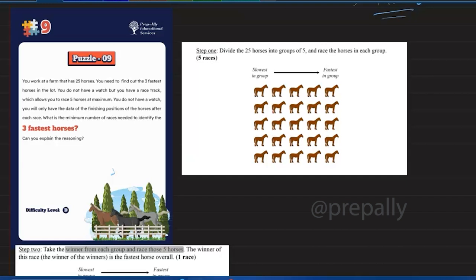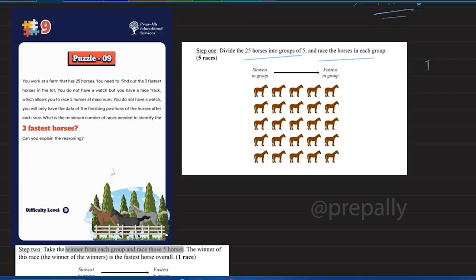So we want to find the minimum number of races required to identify the three fastest horses. So the first thing we do is divide them in groups of five, right? This is the obvious one. You race five at a time. You finish five races.